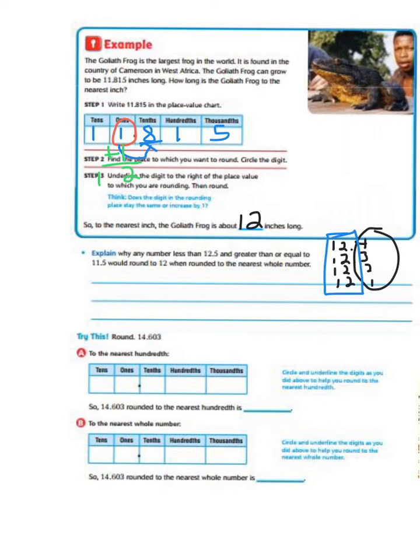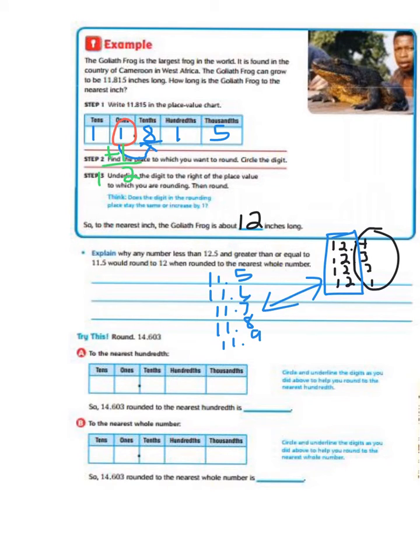However, if we have 11 and a half, 11.6, 11.7, 11.8, or 11.9, you see that all these numbers are 5 or more, which means that we would have to increase our 11 by 1. 11 increased by 1 equals 12. And that's why both sets of numbers would round to 12.